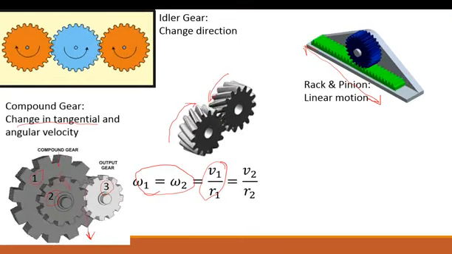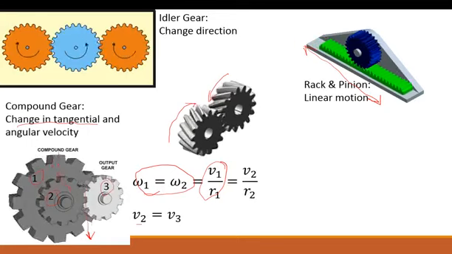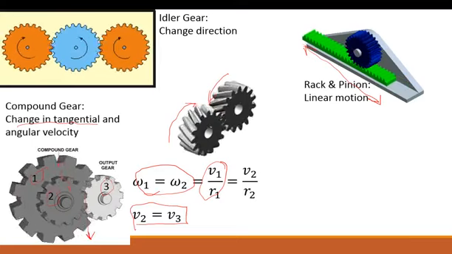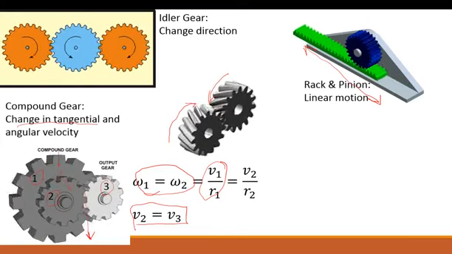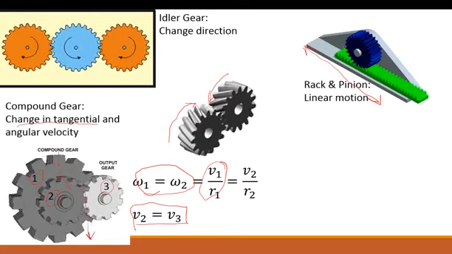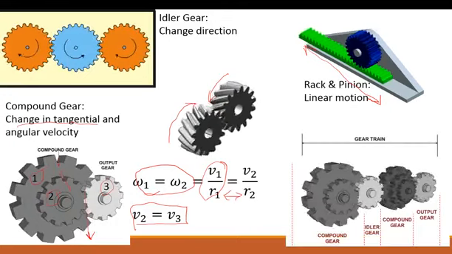Now, what this also tells you, again, is that the tangential velocity is common between gear 2 and 3. So keep this in mind, that the differences in their tangential velocity is dictated by the differences in their radiuses, which is going to have a very important impact in the future.